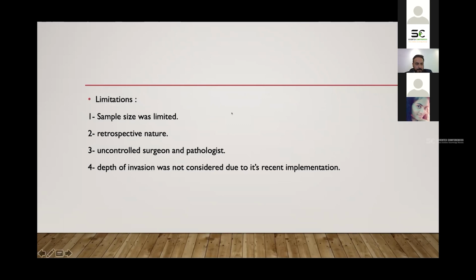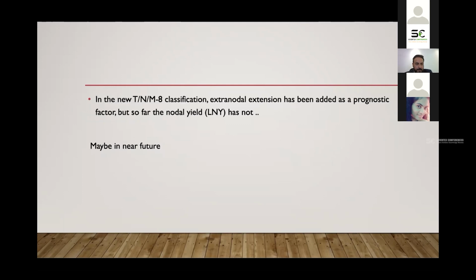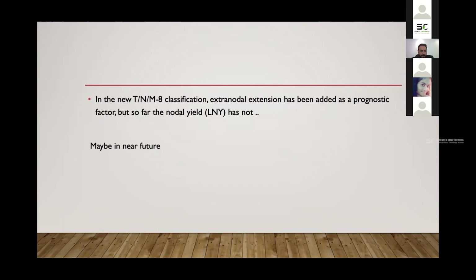Our limitations were that the sample size was limited, it was retrospective in nature, and surgeon and pathologist were uncontrolled. Also, the depth of invasion was not considered due to its recent implementation in the staging system. In the new 8th edition TNM classification, extranodal extension has been added as a prognostic factor, but so far nodal yield has not, maybe in the near future. Also, there is another term, lymph node density, which was not involved in our study.